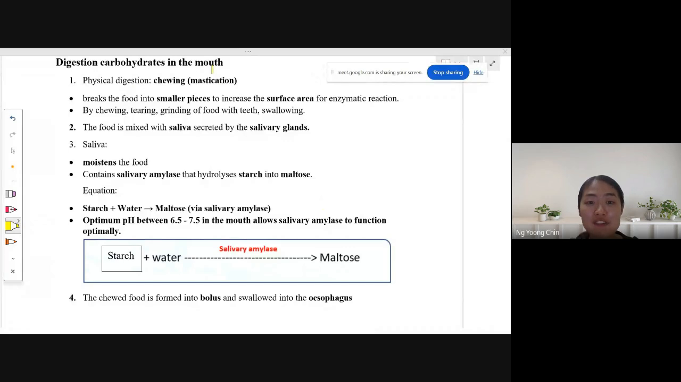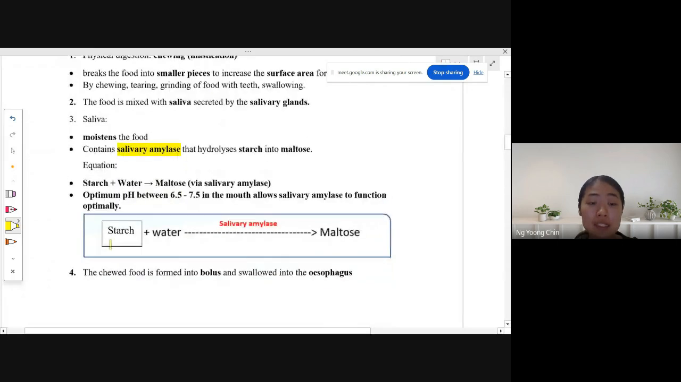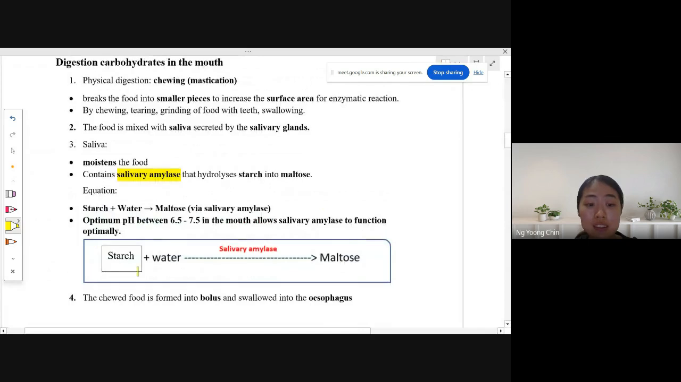In the mouth, we have the salivary amylase, right? The salivary amylase will do this equation. They will convert the starch. See, starch plus water, converted by the salivary amylase, becomes maltose. I hope you still remember that starch is a polysaccharide, right? Starch is a complex form of carbohydrate because it's a polysaccharide.